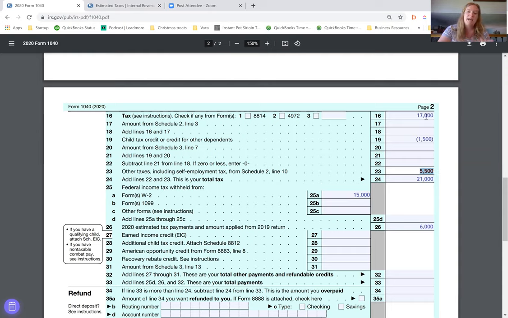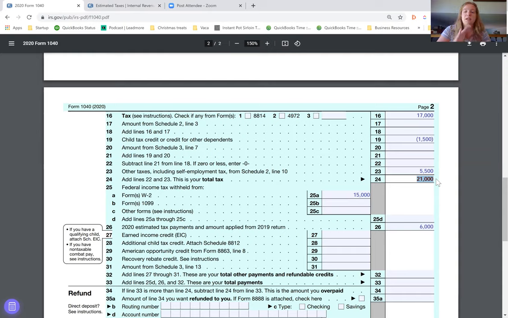So now I had tax calculated at $17,000. I had some credits that pulled out of there. I owe more tax because of the self-employment tax that's hitting me. This is my total tax that I owe the IRS, $21,000.